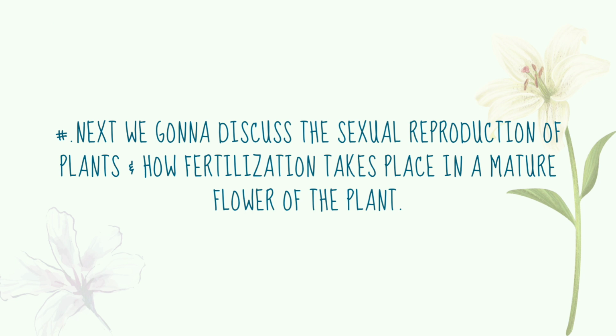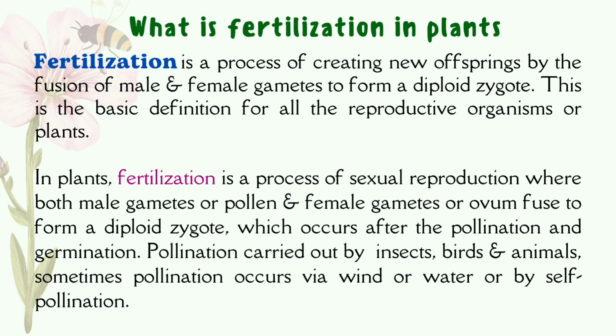Next, we're gonna discuss the sexual reproduction of plants and how fertilization takes place in a mature flower of the plant. So, fertilization is a process of creating new offspring by the fusion of male and female gametes to form a diploid zygote. This is the basic definition for all the reproductive organisms of plants. In plants, fertilization is a process of sexual reproduction where both male gametes or pollen and female gametes or ovum fuse to form a diploid zygote, which occurs after the pollination and germination.